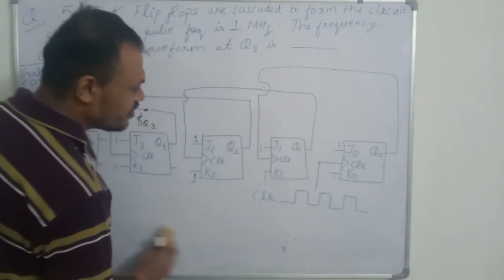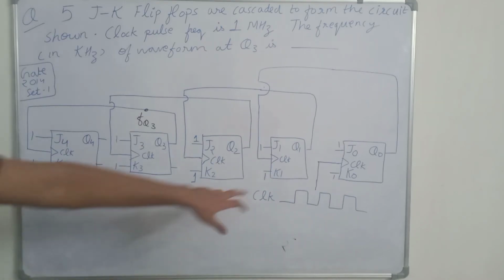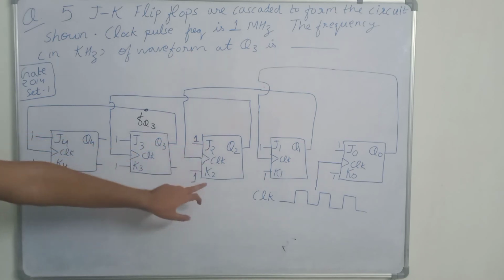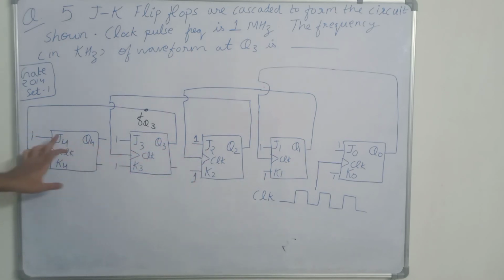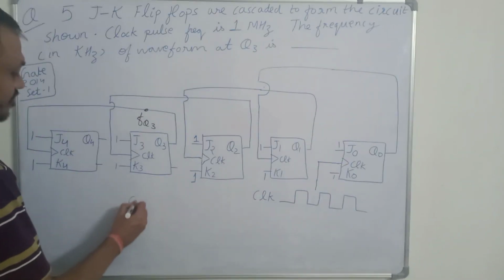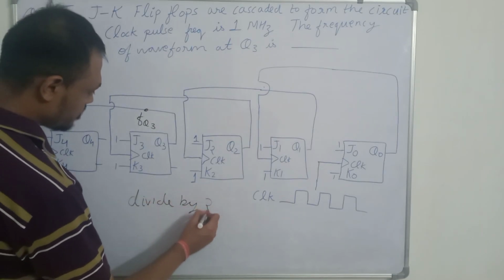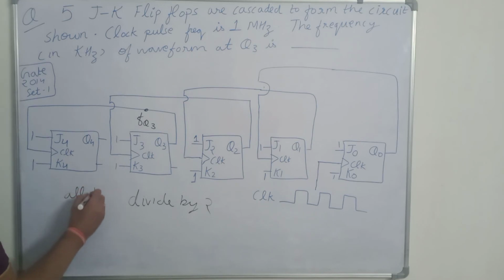Now in all these flip-flops, J and K both inputs are connected to 1. J0 and K0 both are connected to 1, J1 and K1 both are connected to 1, J2 and K2, J3 and K3, and also J4 and K4 are all connected to 1. Hence all these flip-flops act as divide by 2 flip-flops. So the frequency of the output will be equal to 1 by 2 of the clock frequency.